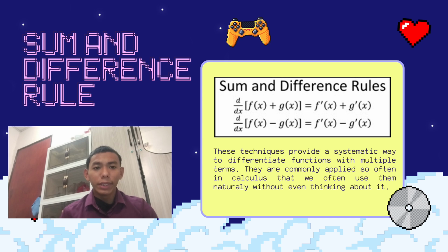So, the first thing I want to talk about is the sum and difference rule in differentiation. This technique provides a systematic way to differentiate functions with multiple terms. They are applied so often in calculus that we often use them naturally without ever thinking about it.